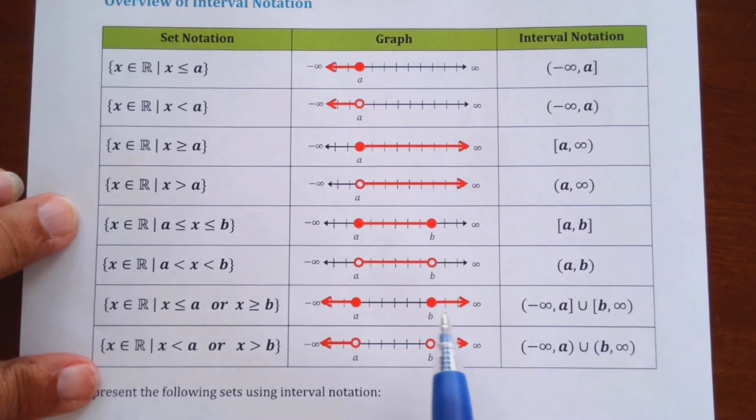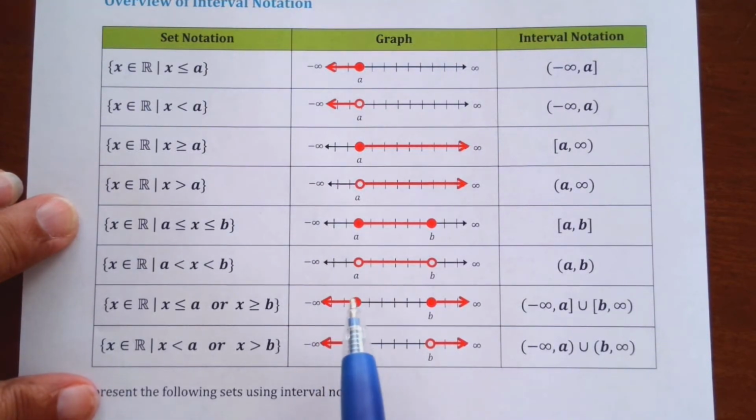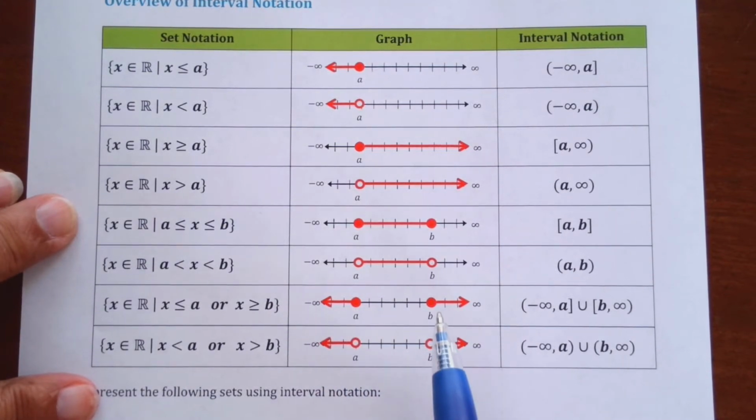Now, if you have more than one part of a graph shaded, then you would have two separate intervals and you would combine them using a union sign, which is like a capital U. If you look at this graph, we have all numbers less than or equal to a, and all numbers greater than or equal to b. So it's two separate inequalities, two separate parts of the graph.